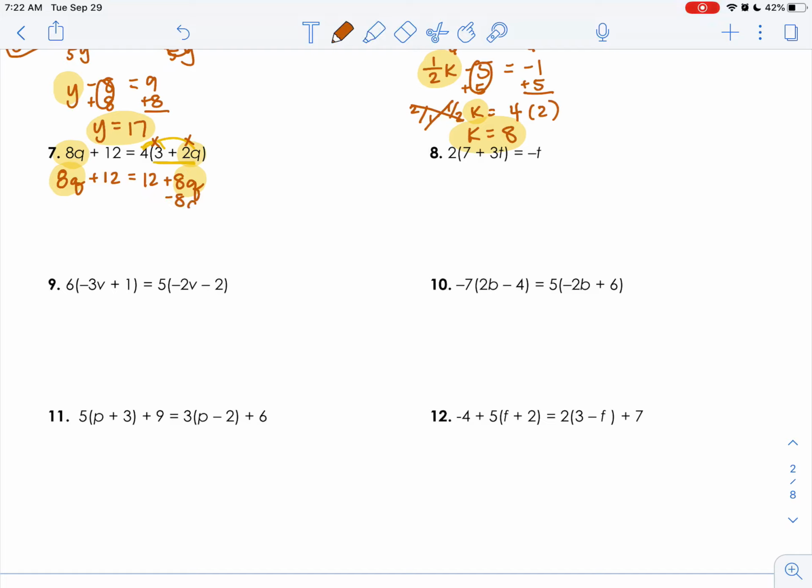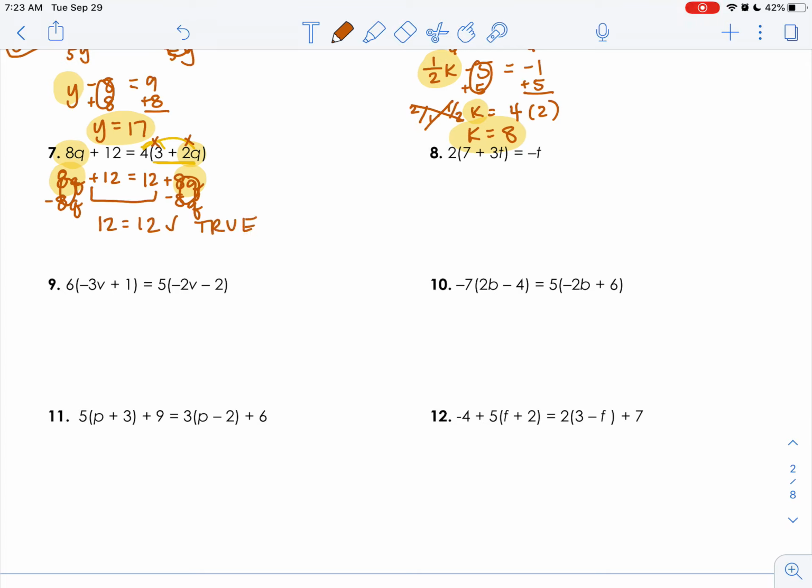Got 8q on both sides, so I'm going to subtract 8q, and watch what happens here. This is unique. 8q minus 8q cancels like I wanted, but on this side, 8q minus 8q is also 0. So you might be like, did I do something wrong? No. What are we left with? I'm left with 12 equals 12. And you ask yourself, is this a true statement? The answer is yes, this is true.